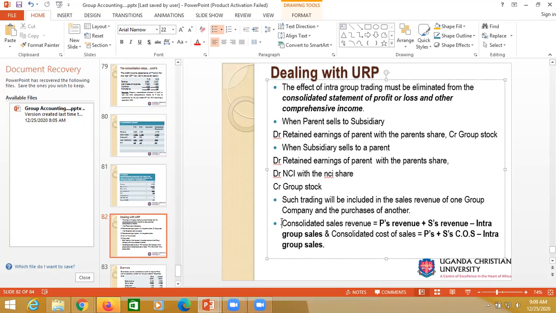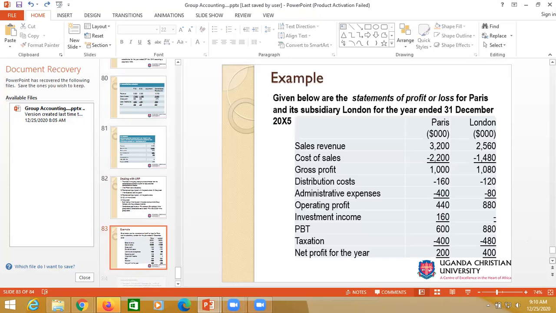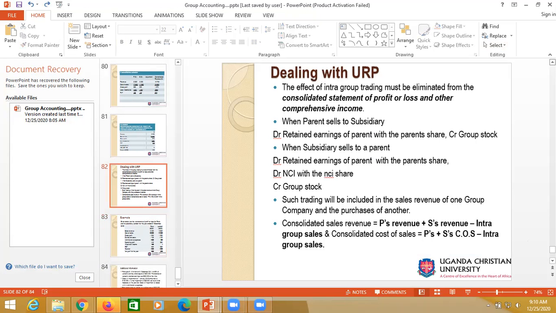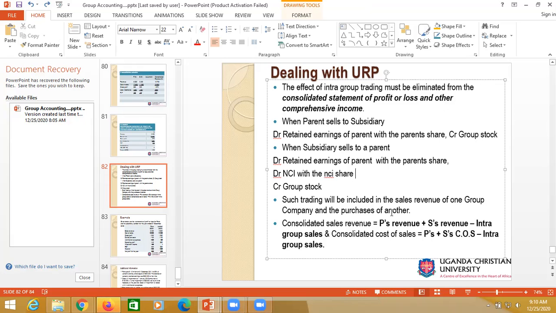So let's see how we deal with this. In the consolidated sales revenue, we shall say P's revenue plus S's revenue, minus intra-group sales. And in the consolidated cost of sales, we shall say P's plus S's cost of sales, minus intra-group sales. That is how we are going to deal with the unrealized profit.